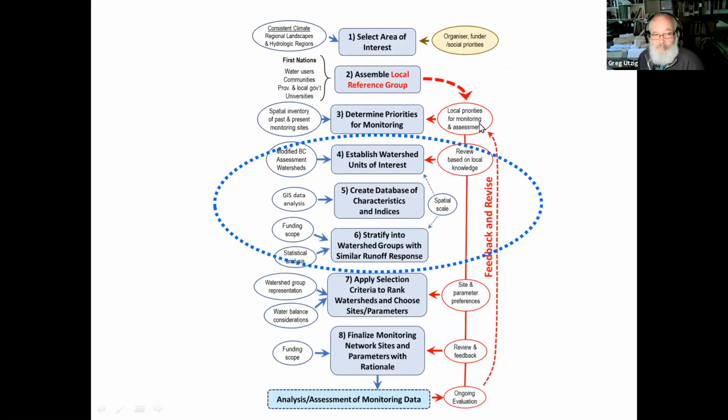So in addition to understanding the local priorities, it's also a matter of understanding the watersheds themselves, and the idea is to try and stratify those into watershed groups that we assume will have a similar runoff response. And that's mainly the science side of this approach: how do we go about doing that?